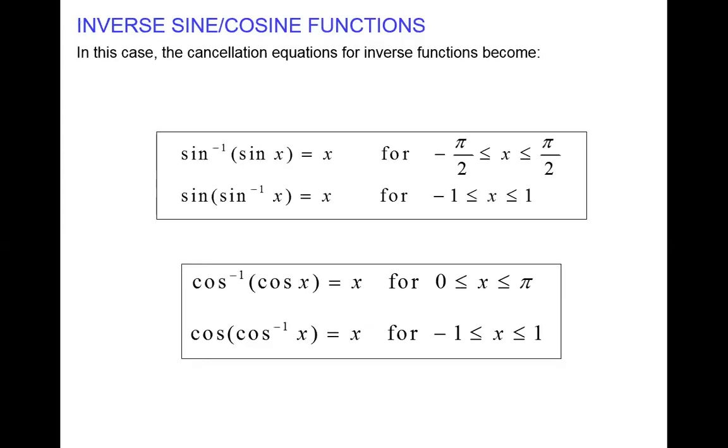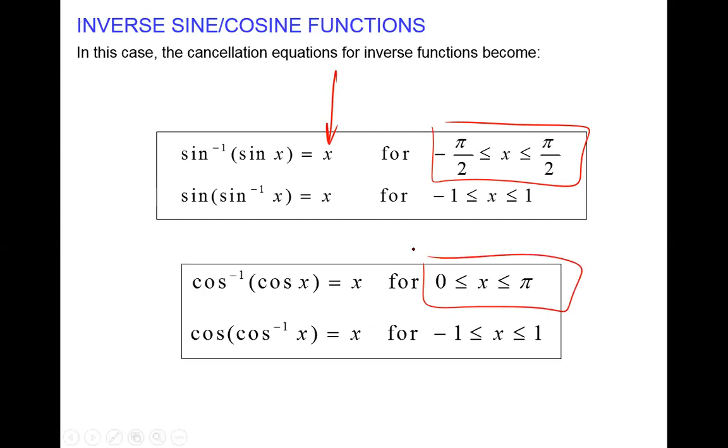Okay, now let's look at the cancellation equation. We remember from the property of the inverse, when I make a composition of the inverse and the original function, they always cancel each other. I will always end up with x. As we can see, sine inverse of sine x, and sine of sine inverse x, give x, and the same for cosine.